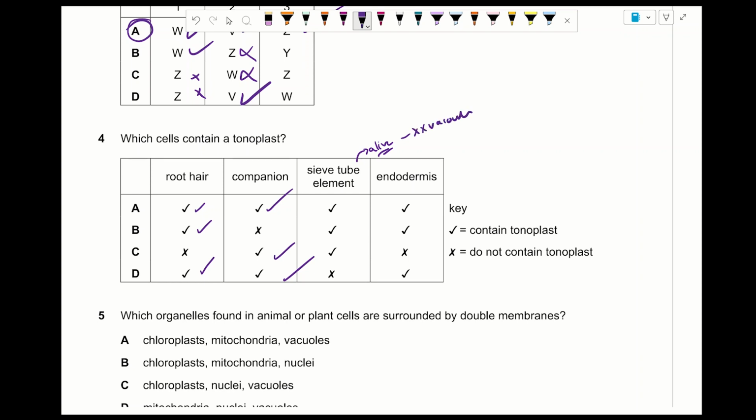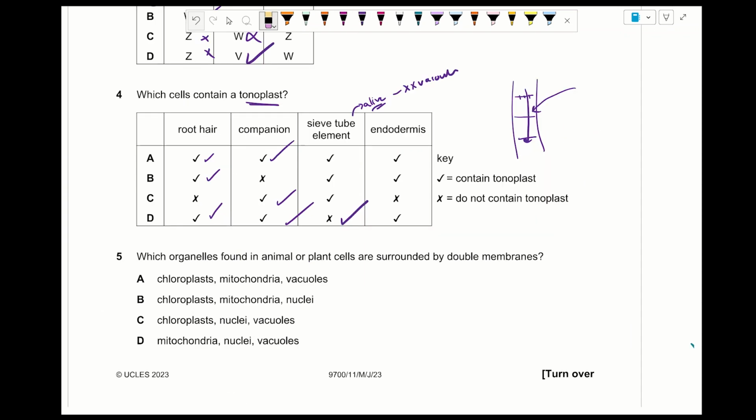And by common sense, we know that sieve tube elements facilitate the movement of sucrose along the phloem, and they have pores. Therefore, it makes sense that it lacks a vacuole to facilitate the movement of sucrose and provide least resistance. Therefore, sieve tube elements do not contain a tonoplast which surrounds a vacuole. Therefore, this is correct. So as we all know, the function of the endodermis is to regulate the movement of water, ions, and hormones into and out of the vascular system. Therefore, it makes sense to have a storage such as the vacuole. Therefore, the answer is going to be D.